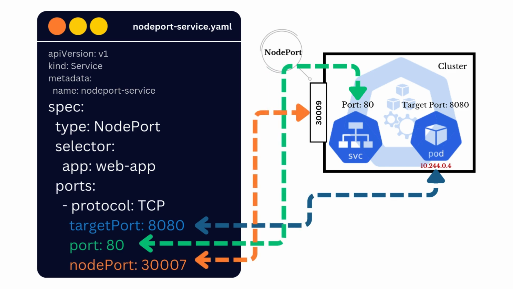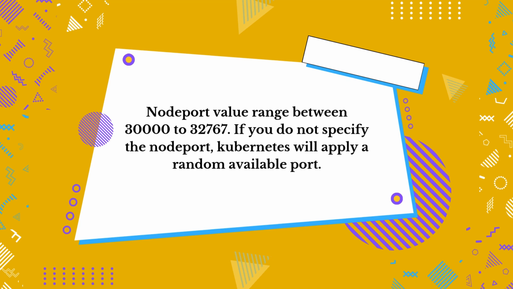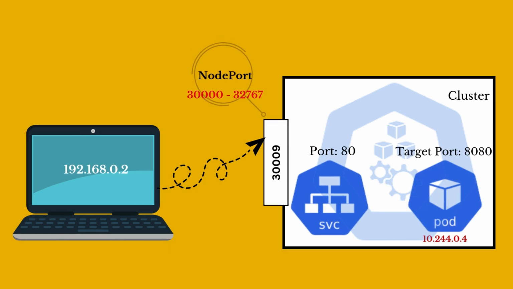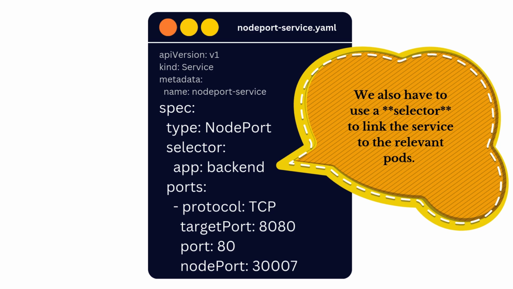And then we have the port on the node, which will be used by end users or external data sources to connect externally. And this is known as the NodePort. As you can see, it is 30007 because, like we mentioned, its value ranges between 30,000 and 32767. If you do not specify the NodePort, Kubernetes will apply a random available port number. This configuration exposes the application outside the cluster via the node's IP and the specified port. We also have to use a selector to link the service to the relevant pods. So we will use selector and pass the label.